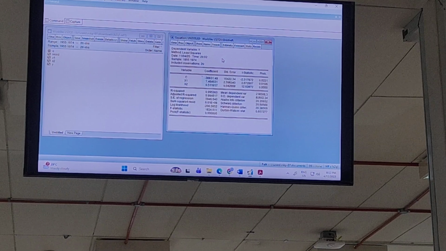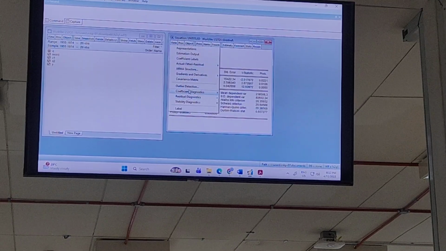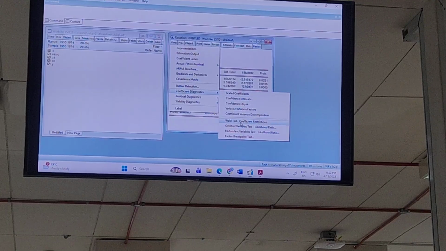For the midterm, for example, you have two options: you can just perform the Wald test by choosing this one, or you estimate the full model and the restricted model. So don't waste time. During the test, use the easier one. For the final exam, you need to know both.